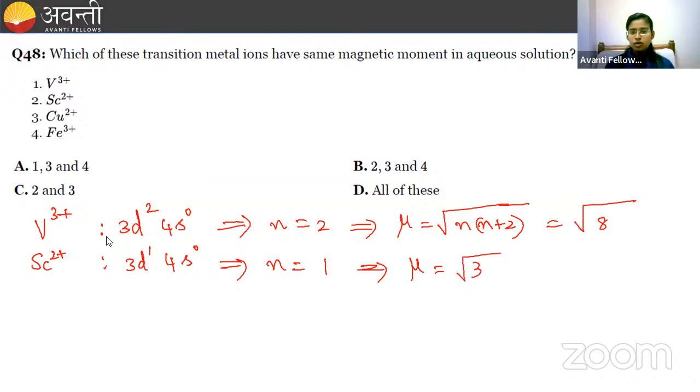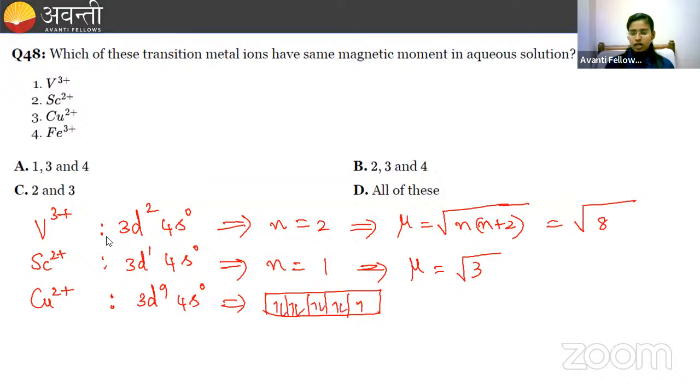And next, coming to copper 2+. So copper 2+ has 3d9 and 4s0 configuration. In which the number of unpaired electrons is equal to 1, because we have 5 d orbitals and 9 electrons are there. 1, 2, 3, 4, 5, 6, 7, 8 and 9. So there is 1 unpaired electron present here in case of copper 2+. So n is 1 and mu is going to be root 3.